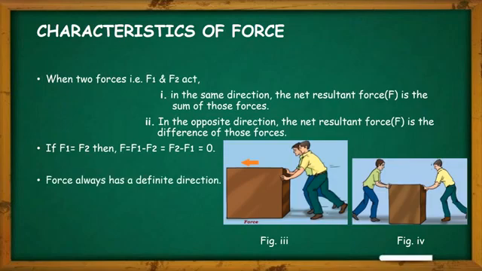Force is a vector quantity, which means it always has a definite direction. What is the meaning of vector quantity? A vector quantity is one which has both direction and magnitude. Force always has a defined magnitude and also a particular direction.